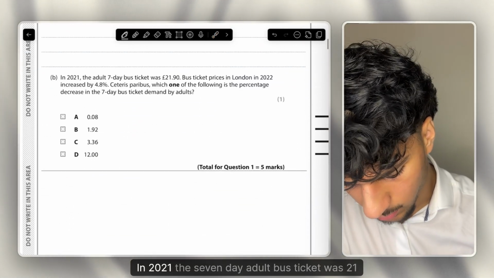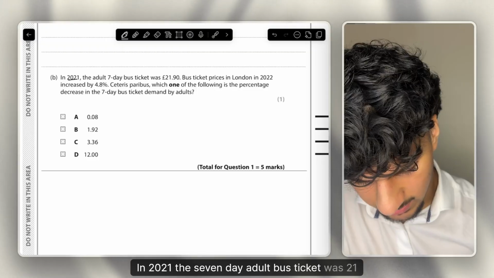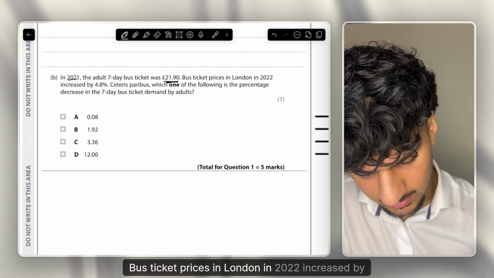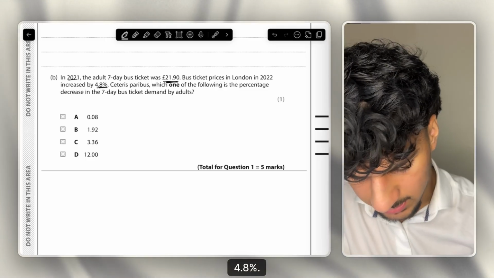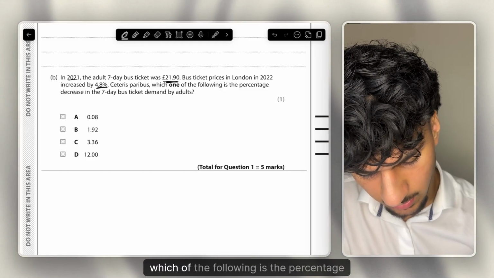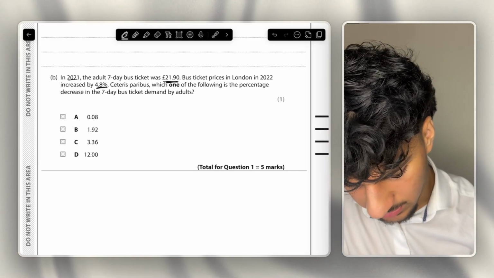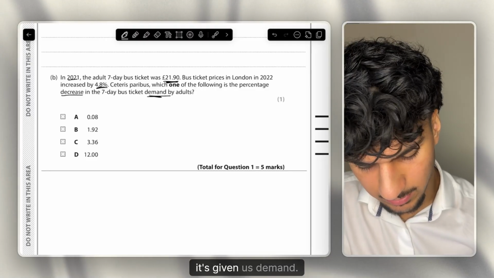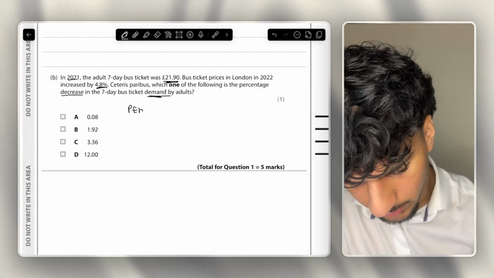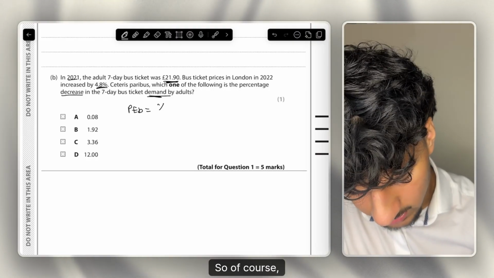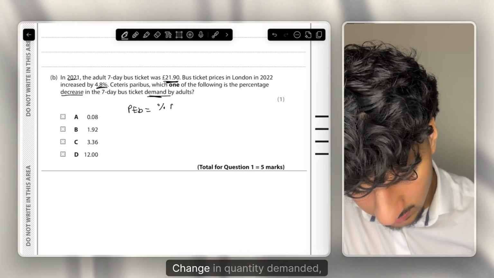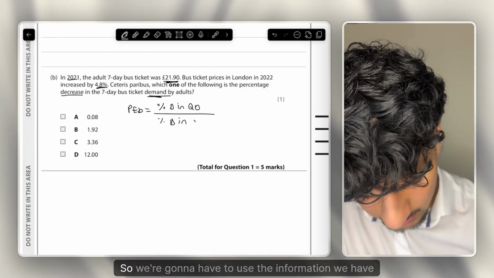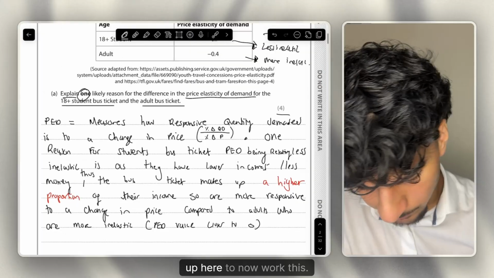In 2021, the 7-day adult bus ticket was £21.90. Bus ticket prices in London in 2022 increased by 4.8%. Assuming ceteris paribus, which of the following is the percentage decrease in the 7-day bus ticket demand by adults? So it's given us price, it's given us demand. What is it wanting us to use here? Of course, the PED formula. So of course, like we wrote up there, it's percentage change in quantity demanded divided by percentage change in price. So we're gonna have to use the information we have up here to now work this out.